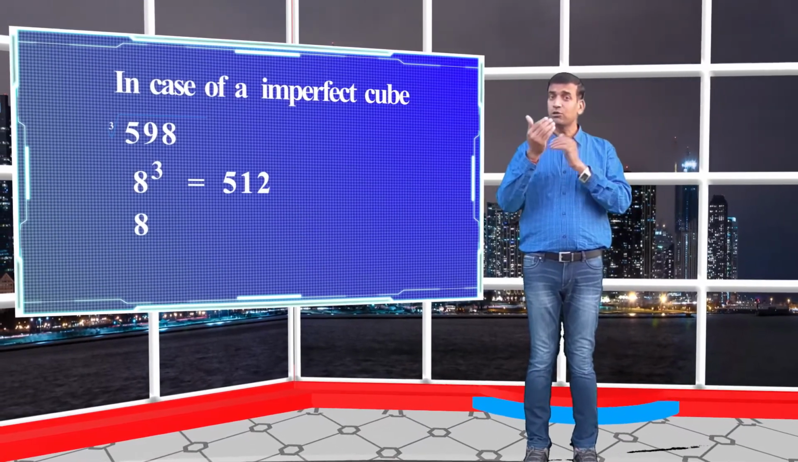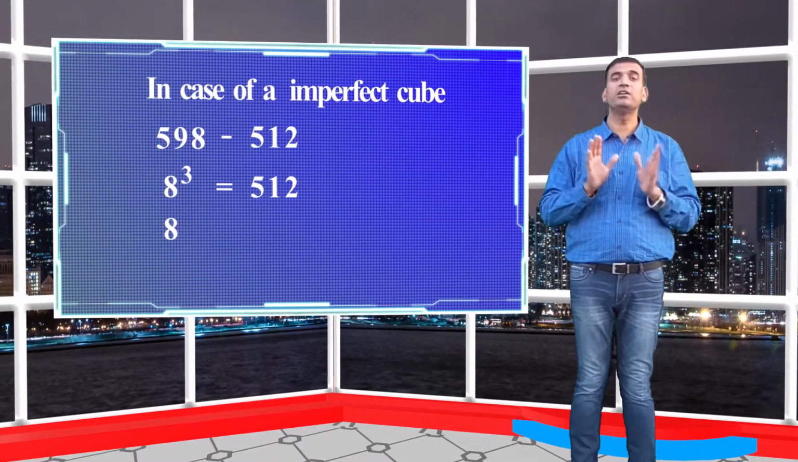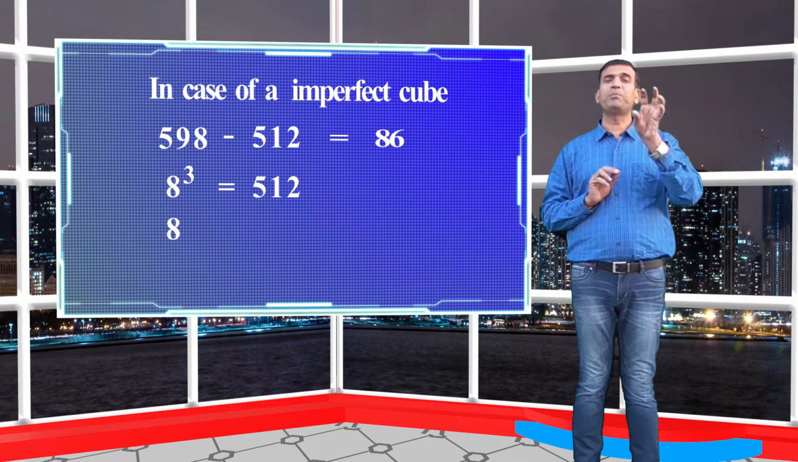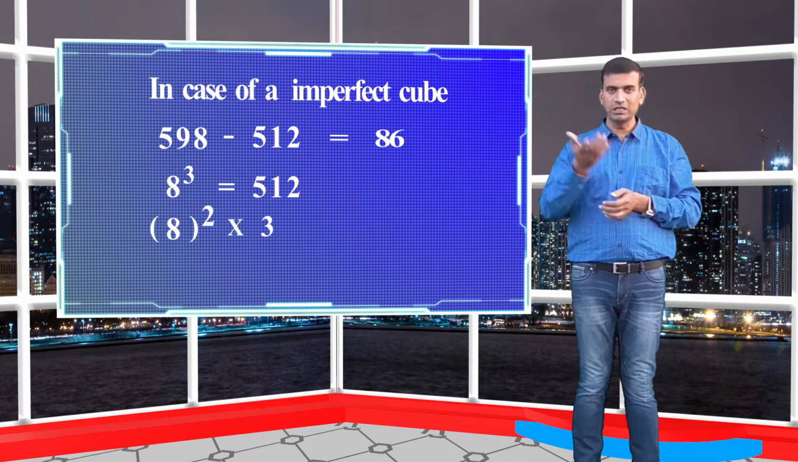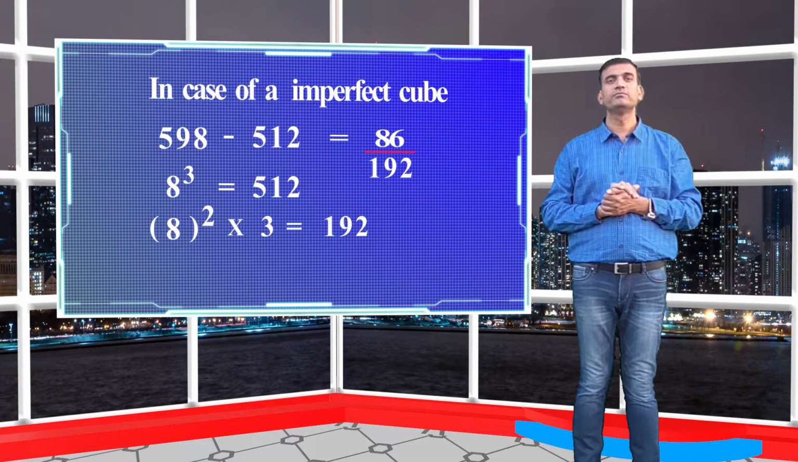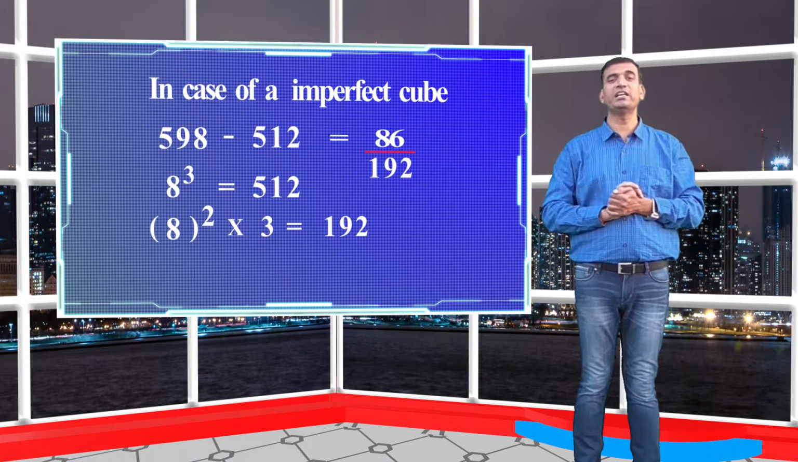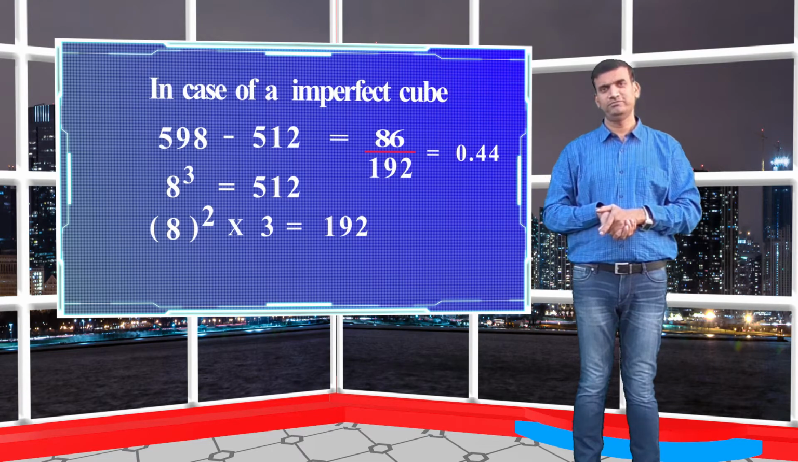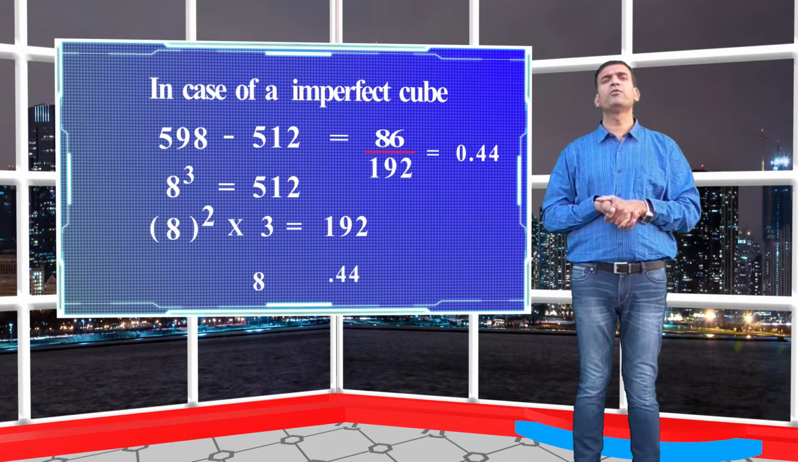Now find the gap between the two. 598 less 512 gives 86. Now the approximate value is 8 point something. So here it is 8. Take the square of that number and multiply by 3. 8 squared is 64, times 3 is 192. Now divide 86 by 192. Whatever approximate value comes out is the decimal part: 0.44. So it is 8.44.